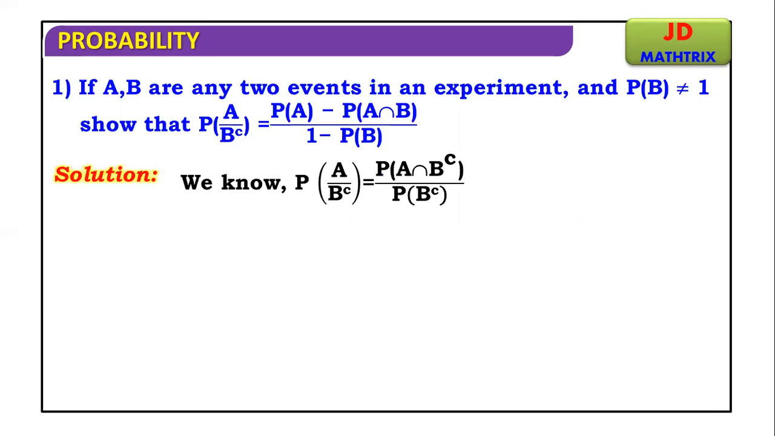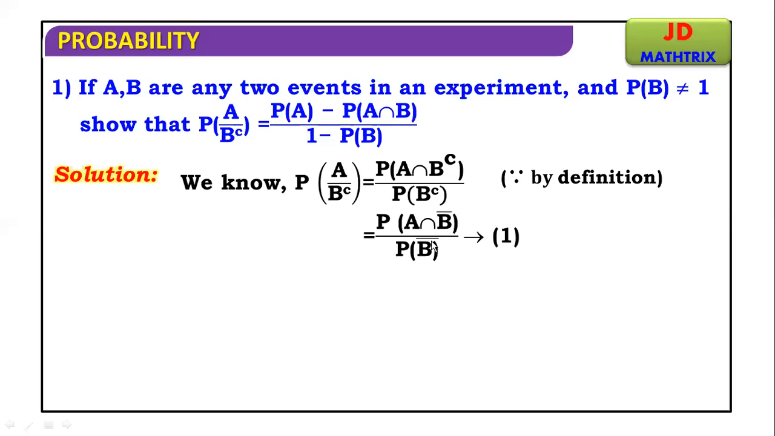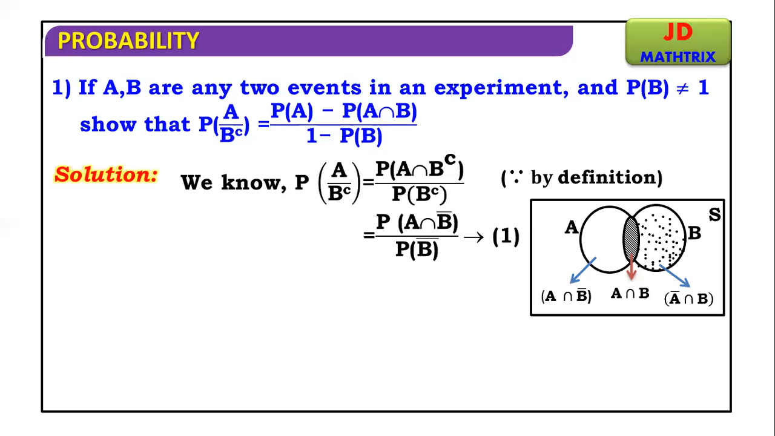So we know that P of A by B bar is equal to P of A intersection B bar by P of B bar. According to the definition of conditional probability, P of A by B bar can be written as P of A intersection B bar by P of B bar. Next, from the addition theorem, P of A intersection B bar can be written as P of A minus P of B bar. Now let us prove that condition.